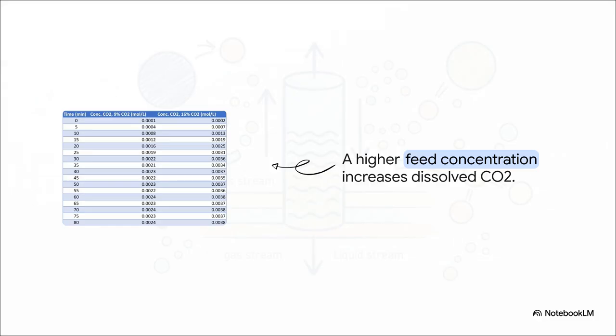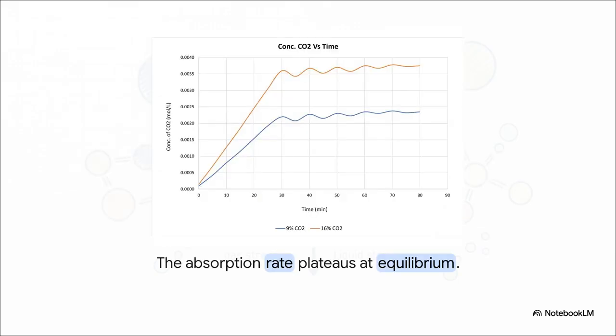Now for Section 3, analyzing the results. Now, what's really interesting about this raw data is that we tested two completely different gas feeds. We ran one with 9% CO2 and another with 16% CO2. And if you track the numbers, the 16% feed clearly results in a much higher concentration of dissolved CO2 right from the very start. And this brilliantly illustrates the whole process in action.